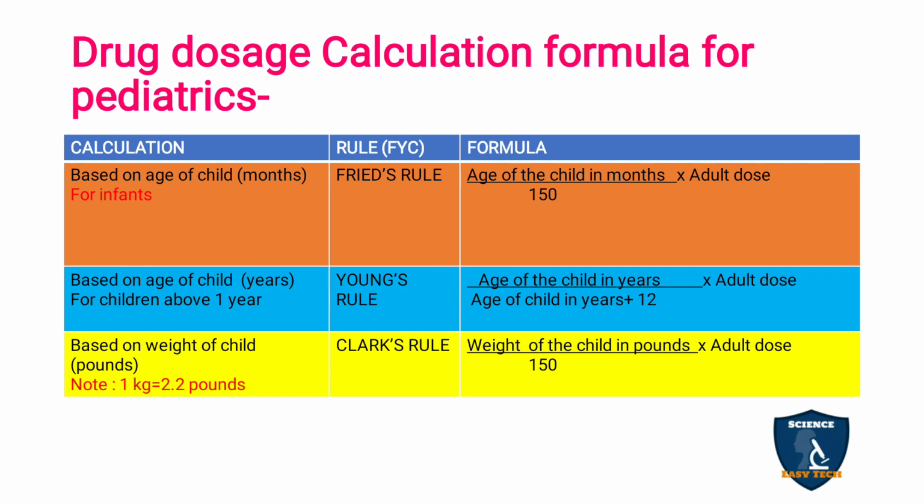So we have seen that based on the age of the child you have two formulas. If it is in months, you should use Freud's rule. If it is in years, you should use Young's rule. If it is based on the weight of the child, convert the weight from kg into pounds and apply Clark's rule, that is weight of the child in pounds divided by 150 into adult dose. Hope it's clear for you all. Now it's easy for you to calculate the pediatric drug dosage using these three basic formulas, whichever is applicable.